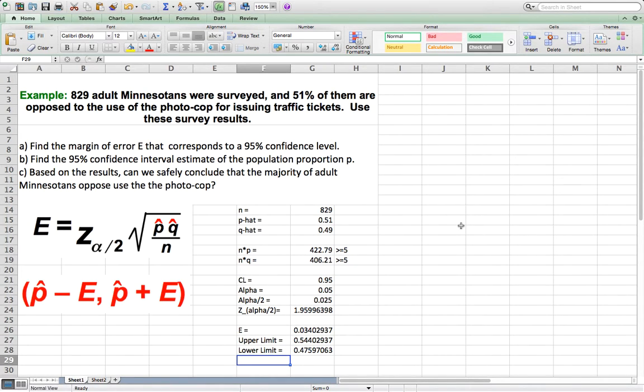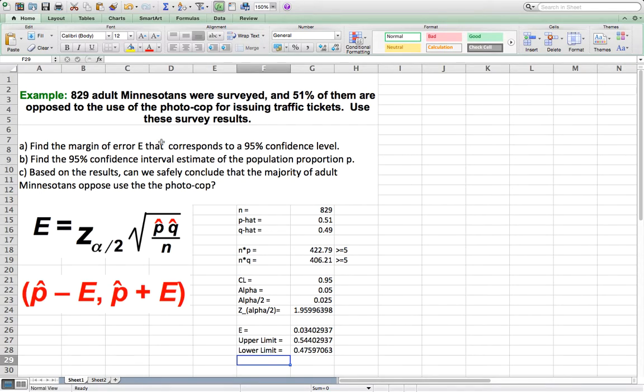This video is recorded to help my students understand how to use Excel to estimate a population proportion. Let's use this example. 829 adult Minnesotans were surveyed, and 51% of them are opposed to the use of photocopy for issued traffic tickets.